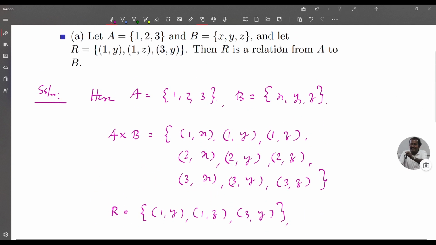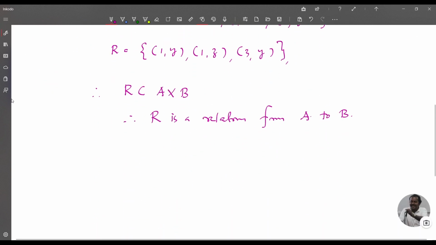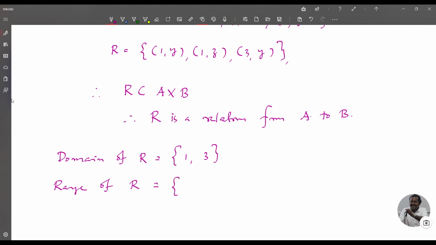Now we can find the domain and range. The domain of R is the set {1, 3}. So it is the set of all first entries in these ordered pairs, 1 and 3. And the range of R is the set {y}. So R is a relation from A to B, the domain of R is the set {1, 3}, and the range of R is the set {y}.